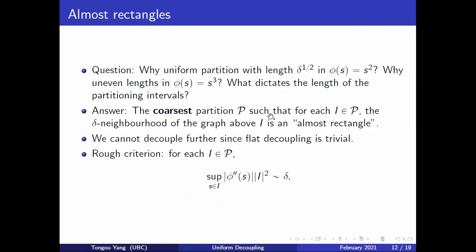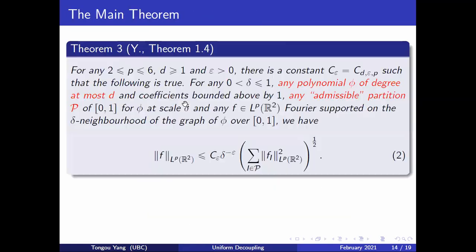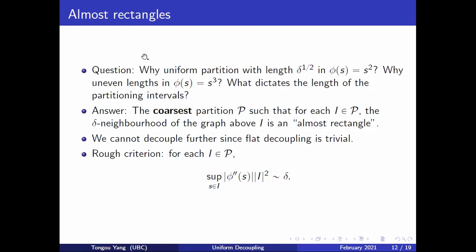And yeah, so this is the geometric observation of how we choose the partition, and correspondingly, there's an algebraic version. So here, the translation of this almost rectangle into Taylor expansion is of this form. So this gives us a criterion for us to check whether one interval I is almost a rectangle or not. Okay, so for example, we can plug this in. When phi of s is equal to s squared, we knew that phi double prime is roughly a constant, and this would imply that I is roughly equal to delta to the 1/2, which we expected.